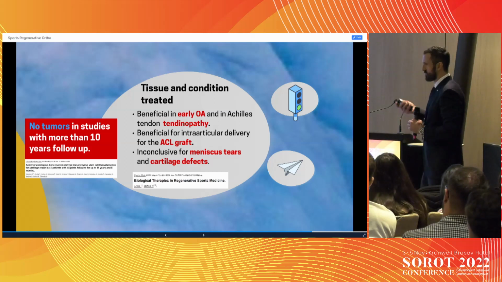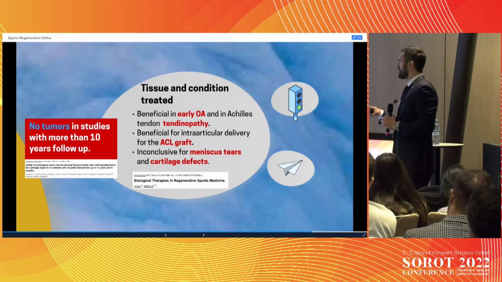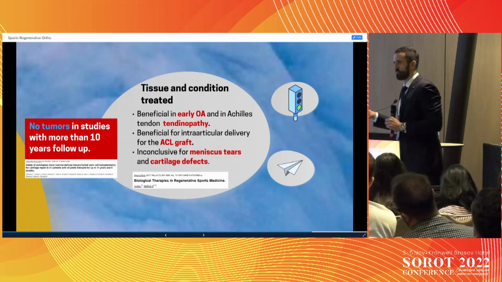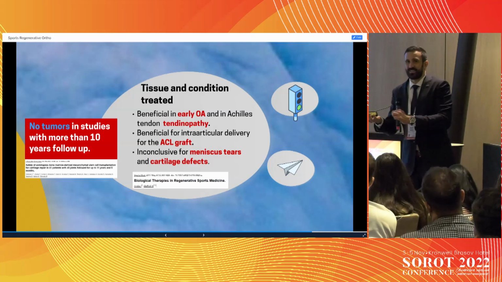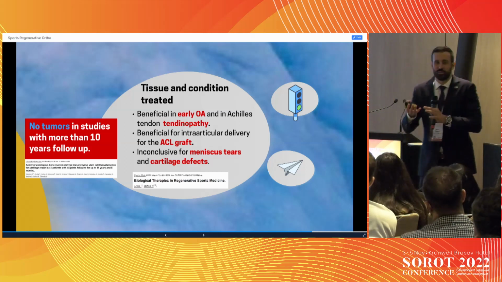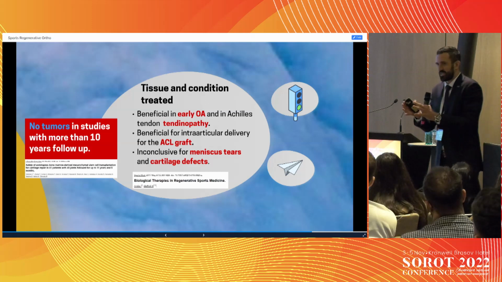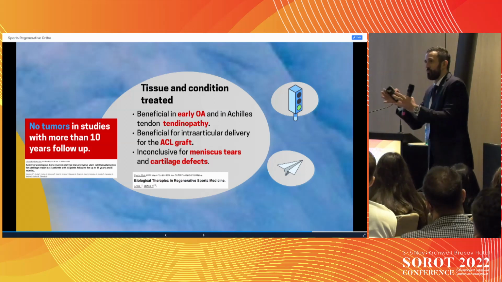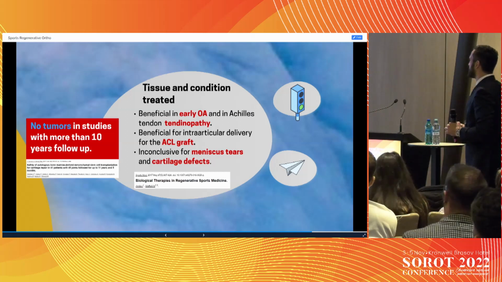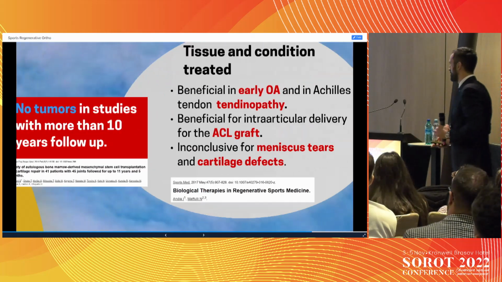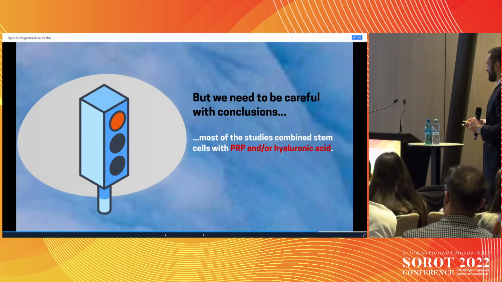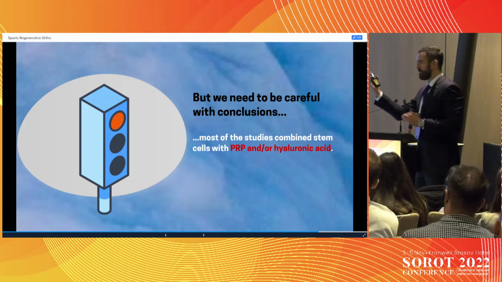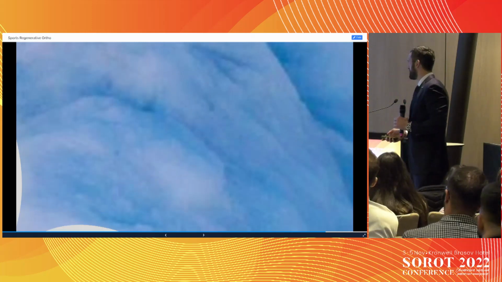When I decided to use it, I found this paper that in 10 years they had no tumors. I mean, when you inject stem cells, my biggest fear was: is there a chance for a patient that those cells go malignant? They don't. So it's safe to use concerning the possible malignancy. But we need to be careful with conclusions. Most of the studies combine stem cells with PRP and hyaluronic acid. We don't know how much of a benefit was from each of these factors.